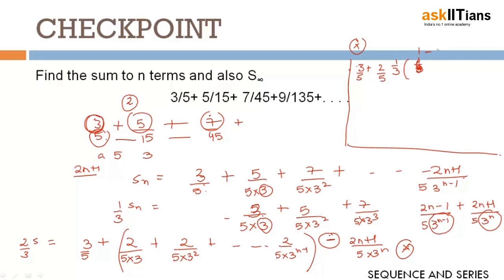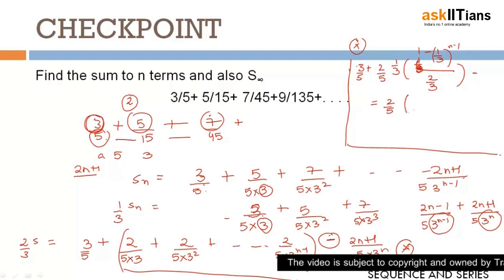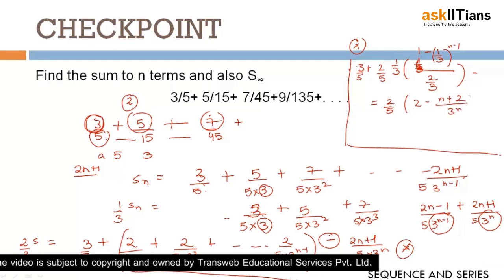and it will be not like this, it will be 1 minus 1 by 3 raised to power, remember how many terms these are, starting from 1 to n minus 1, so hence n minus 1 terms, upon 1 minus 1 by 3 is 2 by 3, and the last term will be as it is, no need to touch that till the last step. Okay, so now this we can simplify, and finally after simplifying we'll get 2 by 5 into 2 minus n plus 2 over 3 raised to power n.